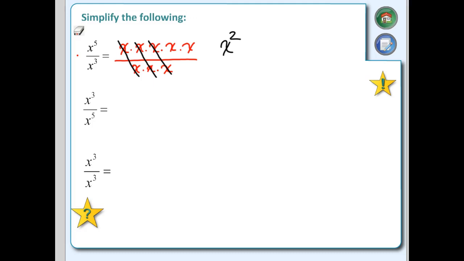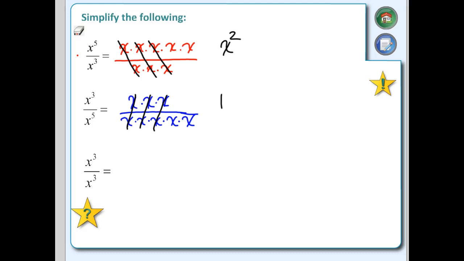Now, let's look at the second one. If you notice, I flipped it. I gave you the inverse, and this time I have x cubed, so we're going to write 3 x's in the numerator, divided by x to the 5th, which means I need 5 x's in the denominator, okay? Once again, I can cancel them out one for one. Now look, all the x's in the numerator canceled out. If all the x's in the numerator canceled out, then what is left in the numerator?